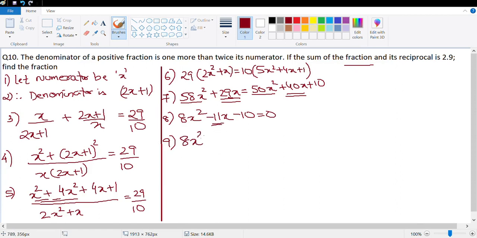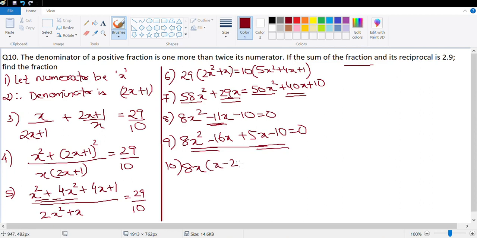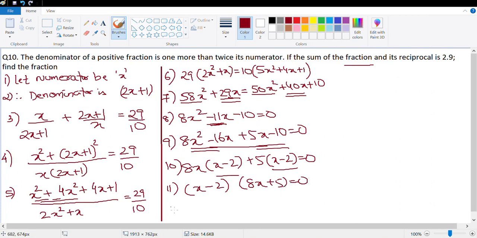So 8x square minus 16x plus 5x minus 10 is equal to 0. I have broken negative 11 as negative 16 plus 5. Grouping it the way I've underlined, we have 8x times x minus 2 plus 5 times x minus 2 is equal to 0. X minus 2 is common, so we have x minus 2 times 8x plus 5 is equal to 0, which means x is equal to 2 or x is equal to negative 5 upon 8.